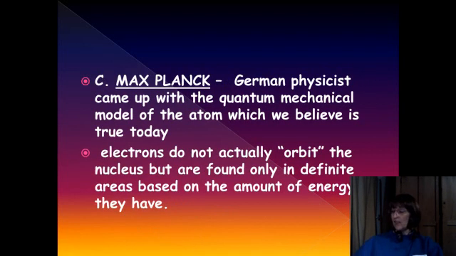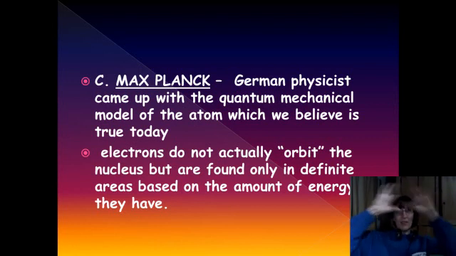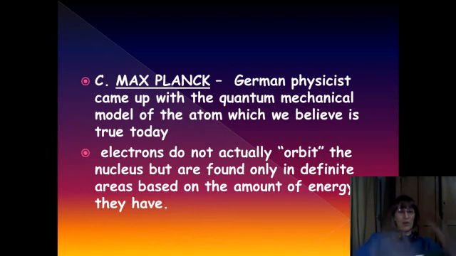Okay, next guy on your list is Max Planck, and there's something called Planck's constant. Max Planck was a German physicist that came up with the quantum mechanical model of the atom, and that's what we believe is true today. He realized that electrons don't actually orbit in perfect little orbits. There's a fuzzy area where you can find the electrons, in a certain energy level. The electrons closest to the nucleus have the least amount of energy. Electrons that are farther out have more energy.